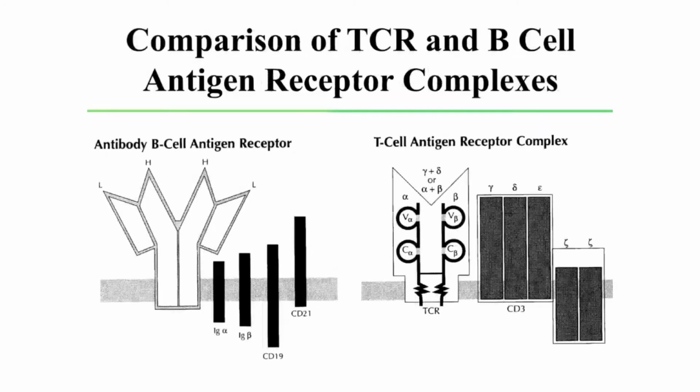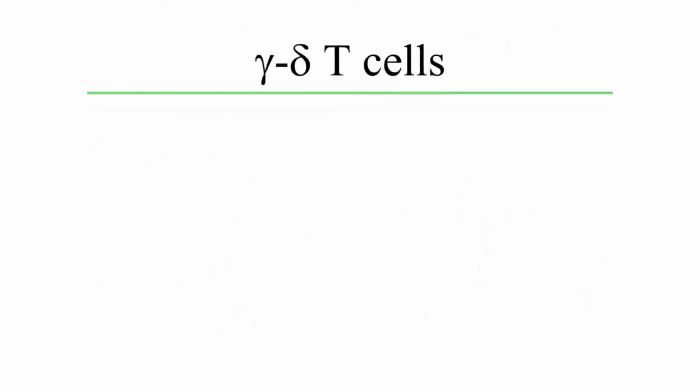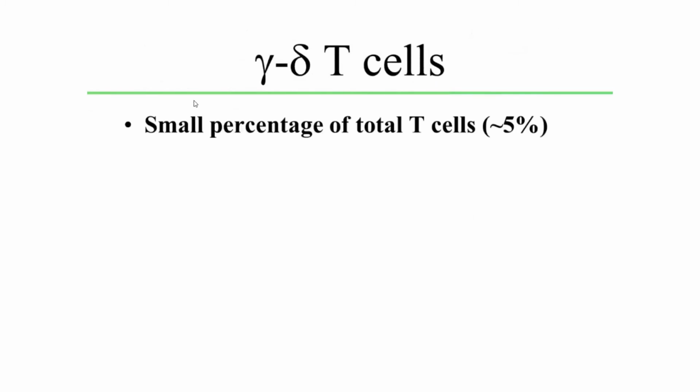Now, there are some T cells that have different chains for their antigen receptor. 95% of T cells have an alpha chain and a beta chain, but it says up there also gamma plus delta. Now that's a different gamma and delta than the gamma and delta on the CD3 molecule. They got named approximately at the same time, and that's the reason for the overlap and confusion. But about 5% of your T cells have gamma and delta chains instead of alpha and beta chains.